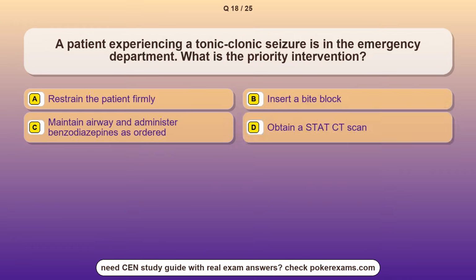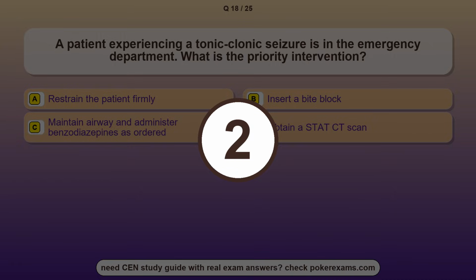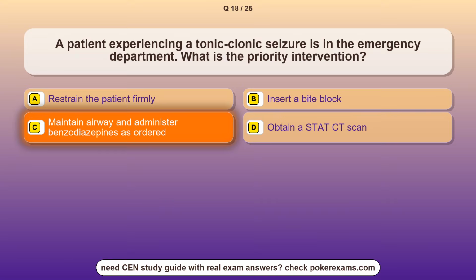Question 18. A patient experiencing a tonic-clonic seizure is in the emergency department. What is the priority intervention? Option A, restrain the patient firmly. Option B, insert a bite block. Option C, maintain airway and administer benzodiazepines as ordered. Option D, obtain a STAT CT scan. The correct answer is option C, maintain airway and administer benzodiazepines as ordered.